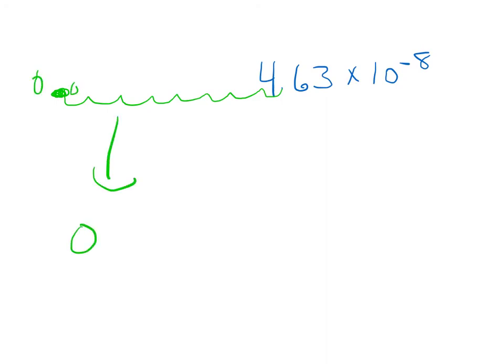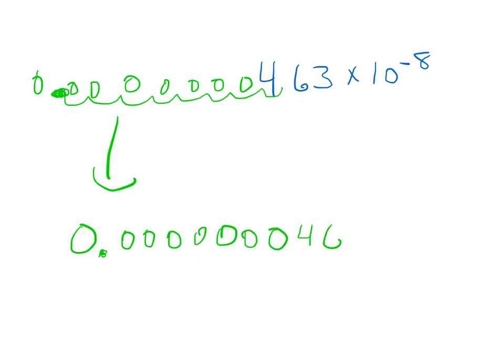So if I rewrite that, I'll have 1, 2, 3, 4, 5, 6, 7 zeros, 0.0000000463. So again, my digits stay the same as up here, but I've moved it 8 places to the left. I've made it smaller so that we're left with this number down here as our answer.